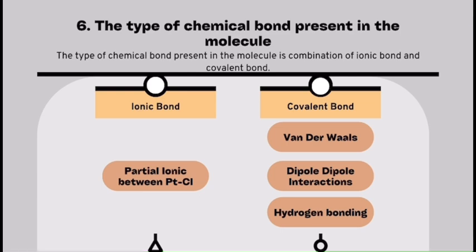For the next part, the type of chemical bond present in the molecule. The type of chemical bond in this molecule is a combination of ionic bond and molecular bond. Partial ionic bonding occurs, causing this molecule to have ionic bonding. Other than that, this molecule has molecular bonds consisting of van der Waals, dipole-dipole interaction, and hydrogen bonding.